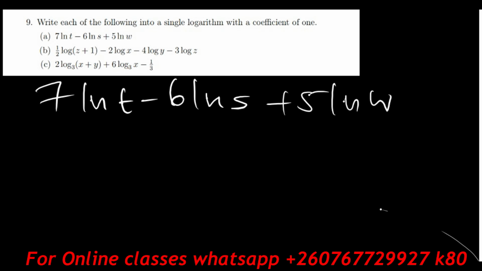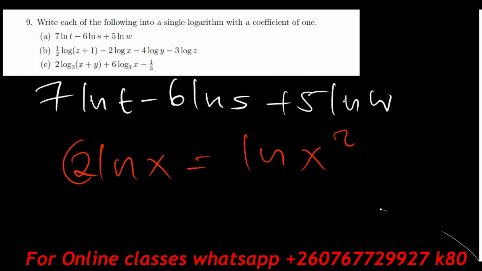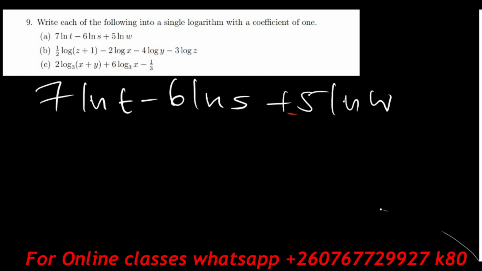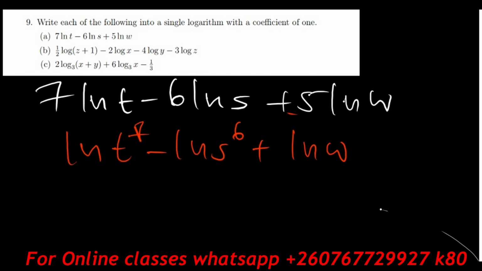Remember last time I said, if I have ln x, let's say this is 2, this is the same as ln x to the power 2. This power can be shifted to be on top. At the same time, I can just shift this to be in front. Those are the properties of log. So in that case, we want to make this simple. I'm going to say this is the same as ln t to the power 7 minus ln s to the power 6 plus ln w to the power 5.